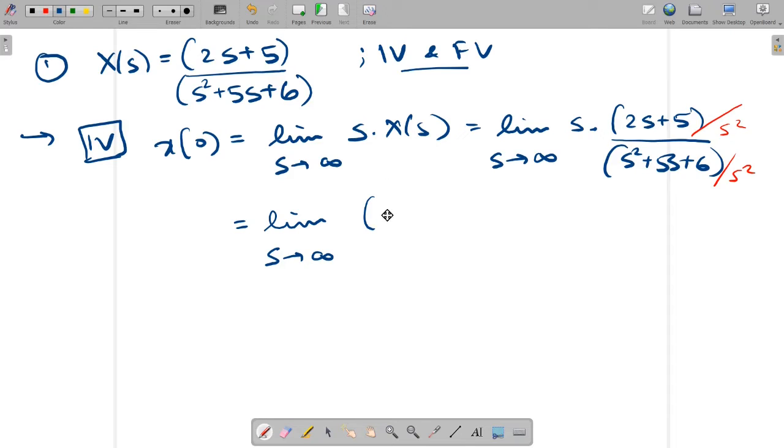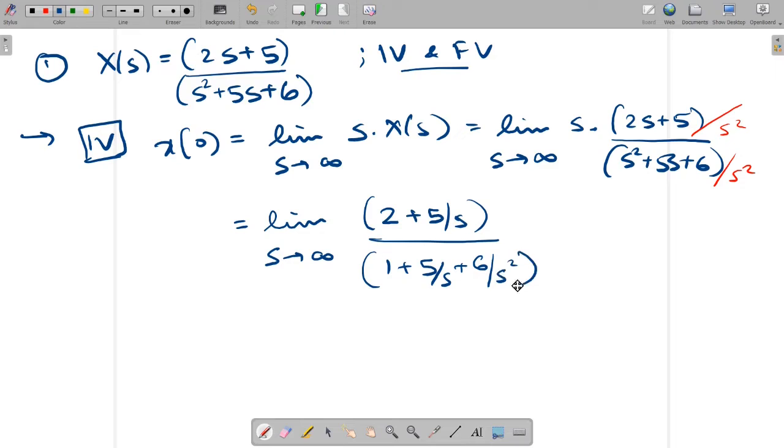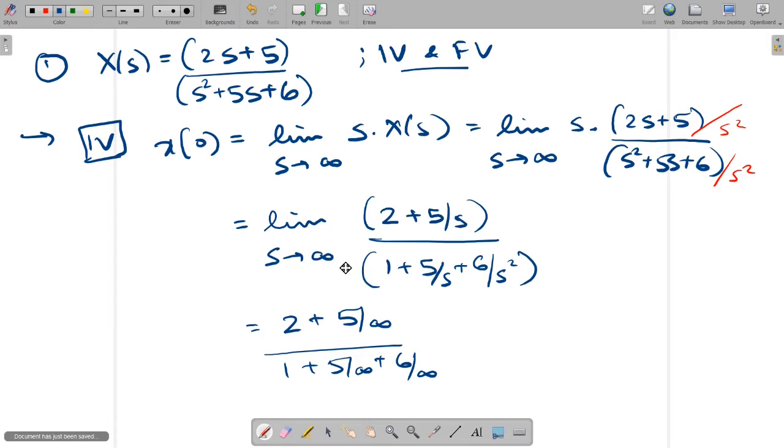Dividing by s squared throughout, I will have (2 plus 5 by s) upon (1 plus 5 by s plus 6 by s squared). As s tends to infinity, you can replace the value of s over here. So we'll have (2 plus 5 by infinity) upon (1 plus 5 by infinity plus 6 by infinity squared). What is 5 by infinity? 0. So the answer you get is 2. Therefore x of 0 is equal to 2.